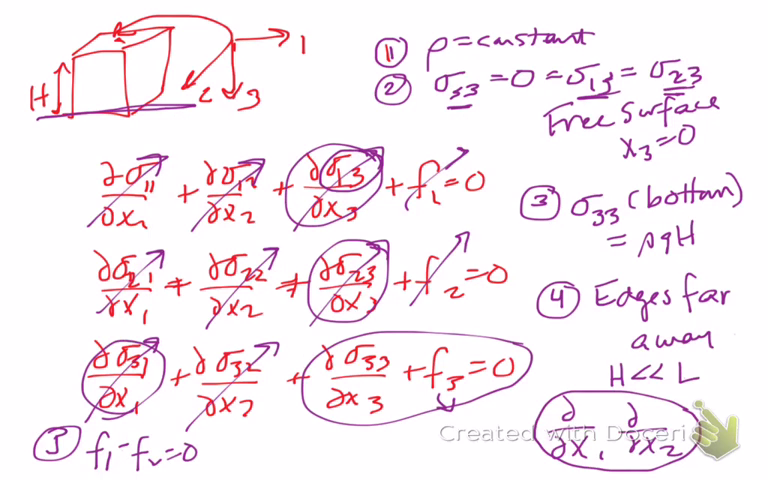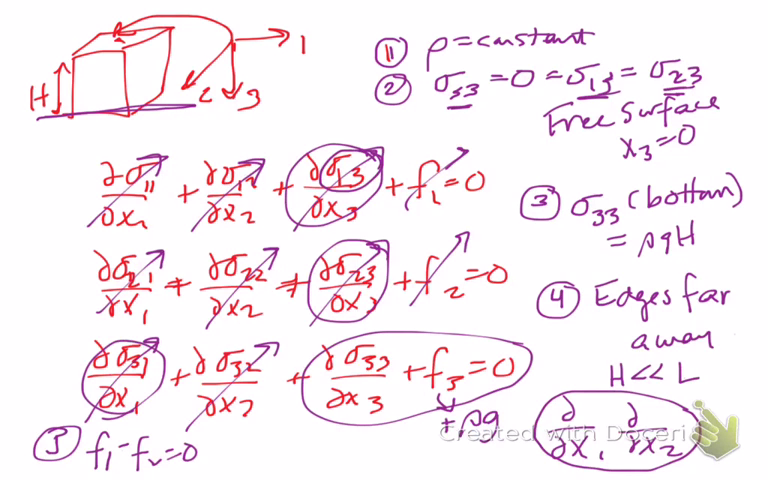F3 is negative rho g. I think that's positive rho g actually, where this is written. So at the top on number two, you also had sigma 3-3 equals zero. Is that just sigma 3-3 equals zero? Is it just at the top then? So at the bottom. The free surface is just at the top. And so that only exists at the top.